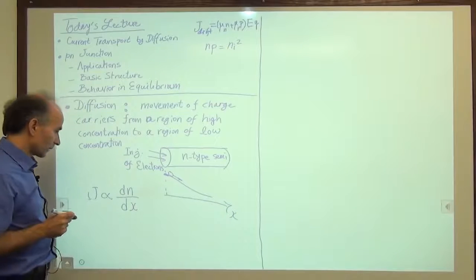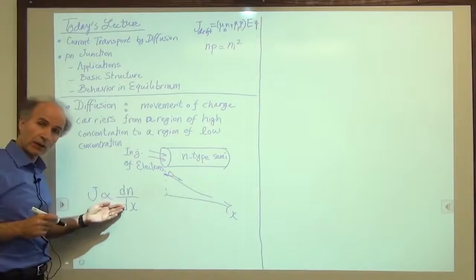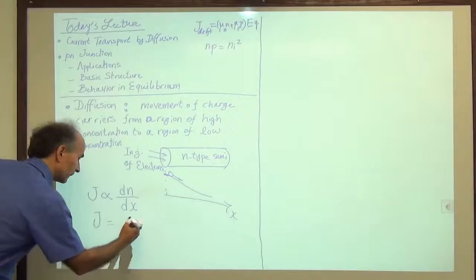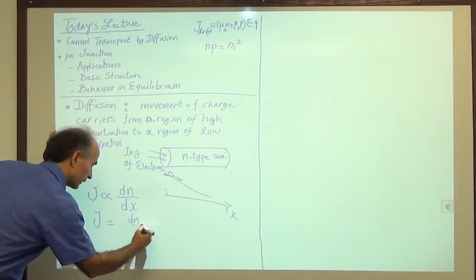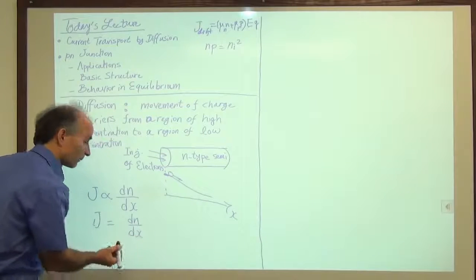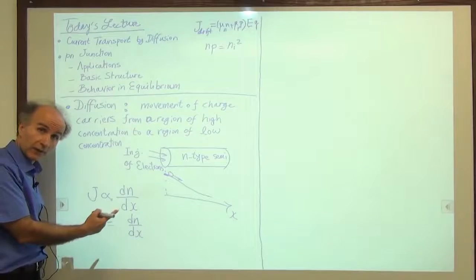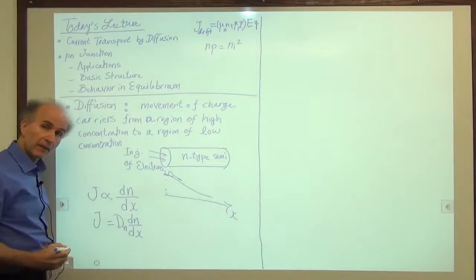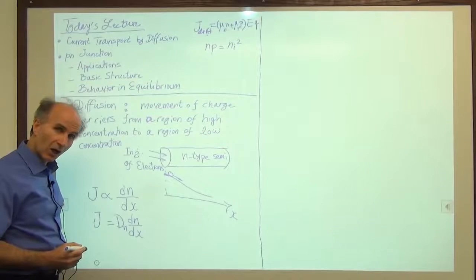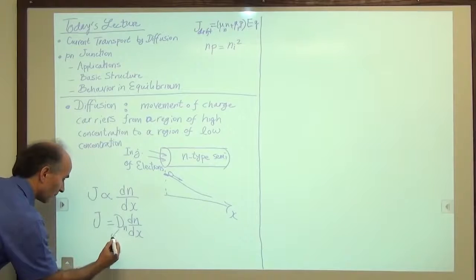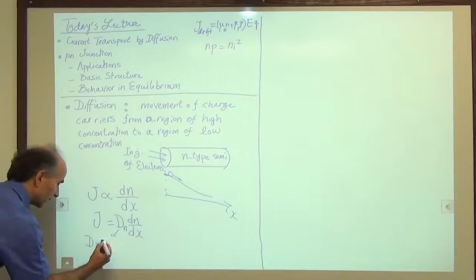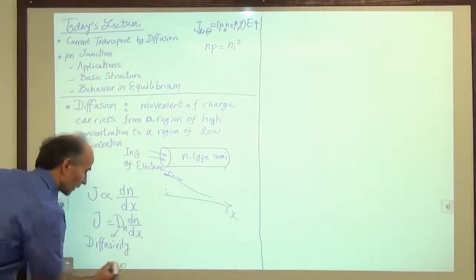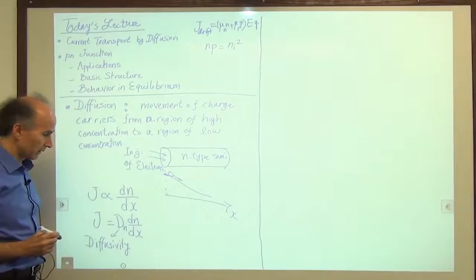Okay, all right, so then how do we write this as an equation? Well, we say it has to be equal to dN over dx, and then some proportionality factor, again to get the units right, and we call this D sub n. D sub n is called the diffusivity of electrons.